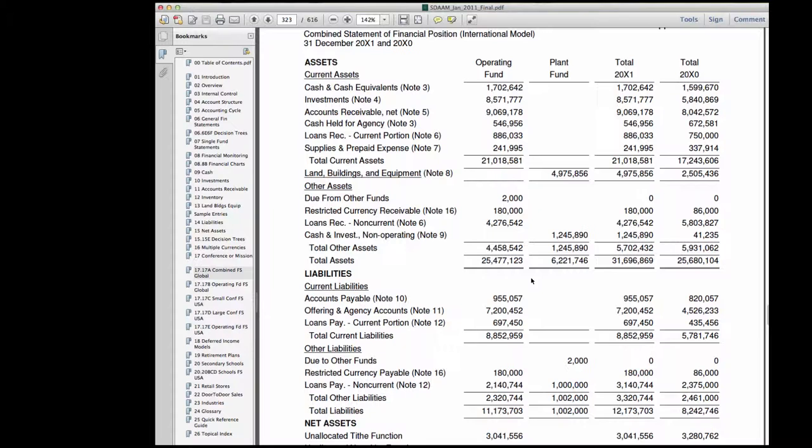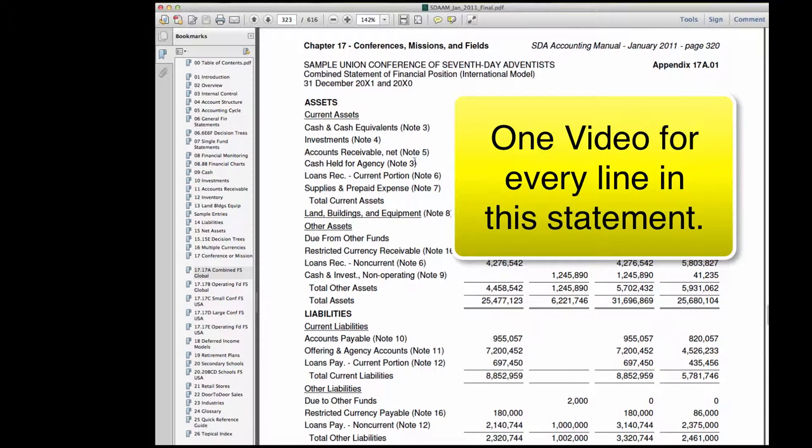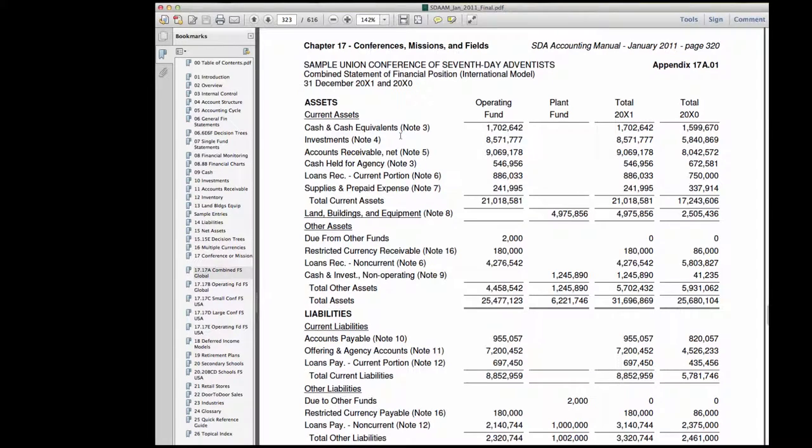With that introduction, I believe we're ready to go on and start talking about cash and cash equivalents. So we'll stop the video here, and in our next video we'll talk about cash and cash equivalents, investments, accounts receivable, and cash held in agency, and we'll work right down here, following along with the accounting manual verbiage and the words that describe each of these.